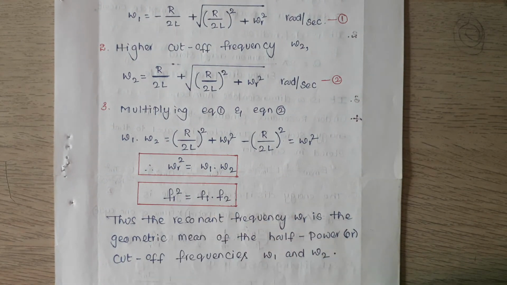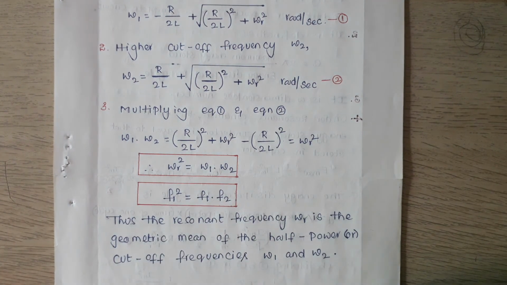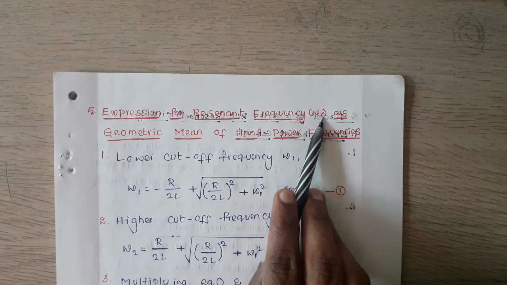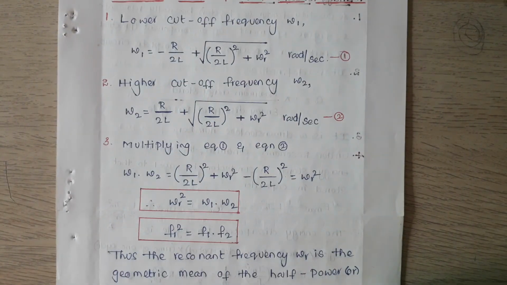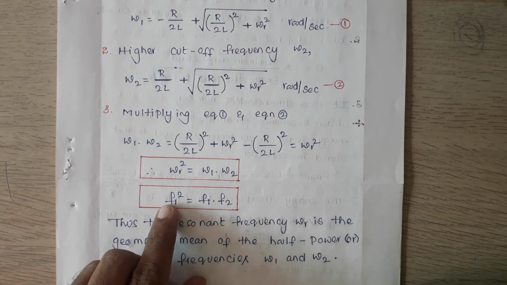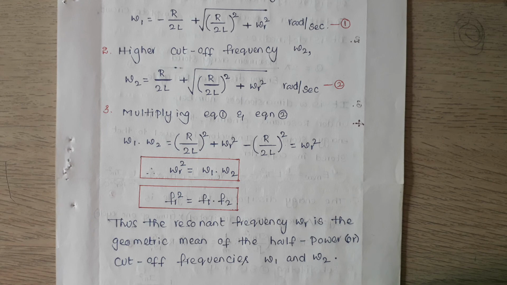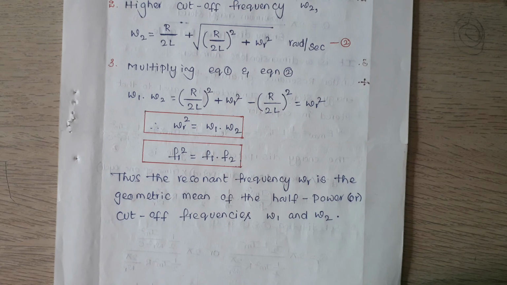So the resonance frequency whole square is equal to the product of the cutoff frequencies, in terms of radians per second. In terms of hertz, Fr square is equal to F1 into F2. So this is called the expression for resonance frequency omega r as geometric mean of half power frequencies. Geometric mean of half power frequencies means root over omega 1 into omega 2 is equal to resonance frequency omega r. Root over F1 into F2 is equal to Fr. Thus the resonance frequency omega r is the geometric mean of the half power or cutoff frequencies omega 1 and omega 2.